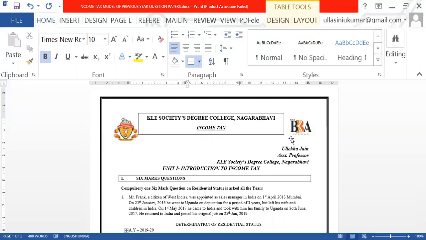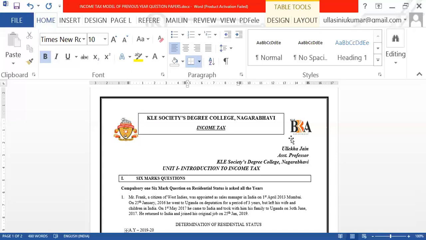Instead of 182 days, an individual can stay for 60 days in the previous year if he is a person leaving India for employment purpose, or a person being part of a shipping crew, or a person of Indian origin residing in a foreign country who comes to visit India in the previous year. In such cases, the 182 days can be reduced to 60 days. So if a person satisfies one of these basic conditions, he is a resident.